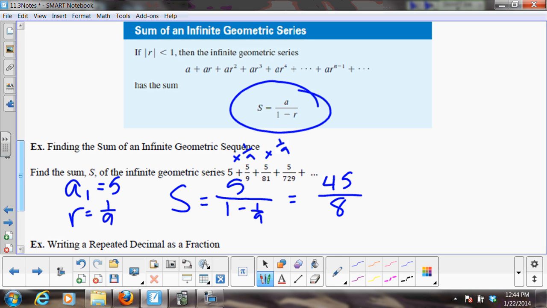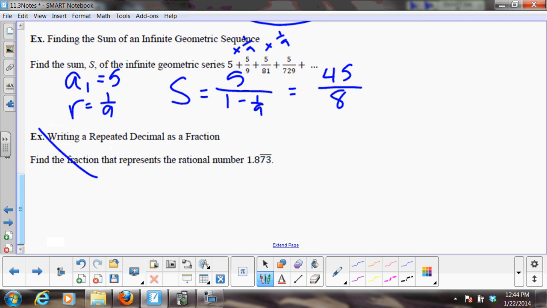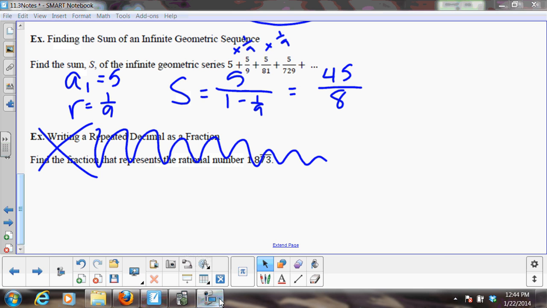The last one. Oh, don't do the last one. I'm not worried about it. Don't do this one. So skip all this stuff if it's in the homework, but don't do that one. And that is geometric sequences.